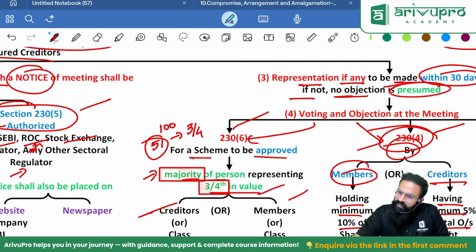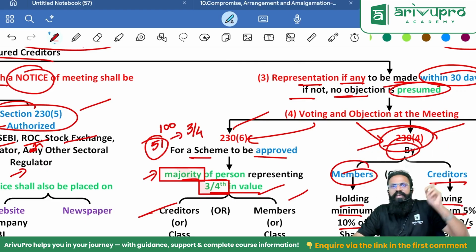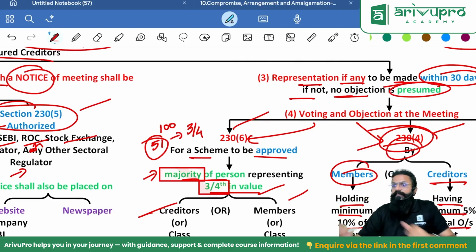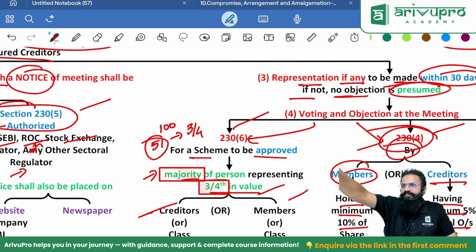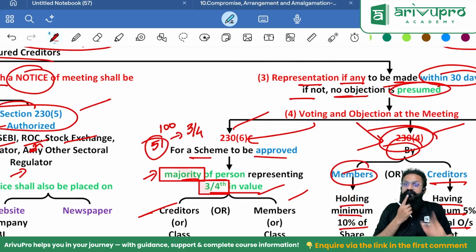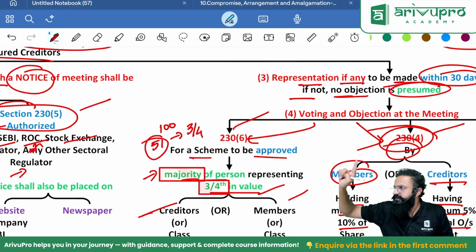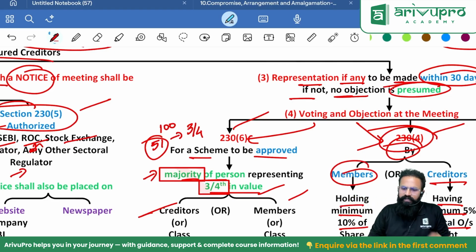Majority in number, 3/4 in value. Whether it is members, then members; if it is creditors, then creditors. Remember this, very important. In section 232, the reference will come to these 4 subsections. When we are doing section 232, they will give a reference to these 4 subsections. So remember this.